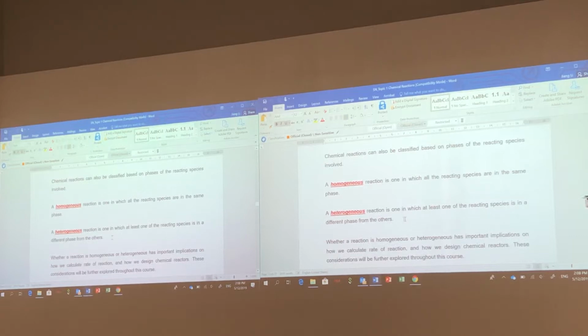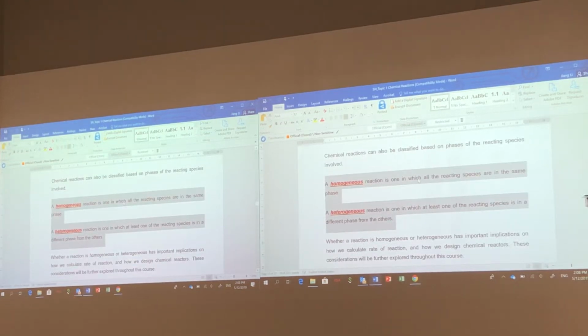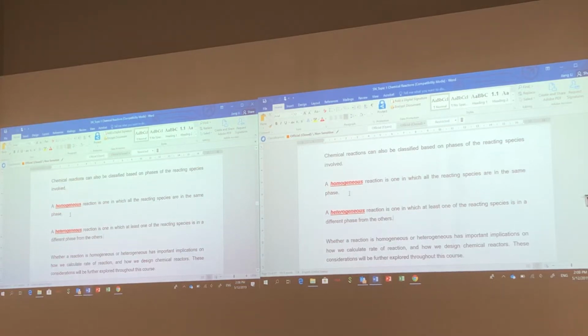And the difference between these two, homogeneous and heterogeneous reaction, what's the difference? Homogeneous referring all the reacting species will be in the same phase. But for heterogeneous, normally will involve more than one phase. For example, if you have a catalyst is in the solid form, it's in the solid phase. Okay?